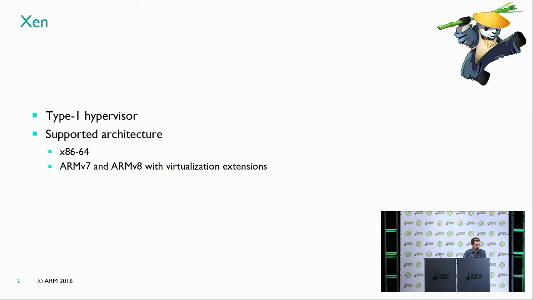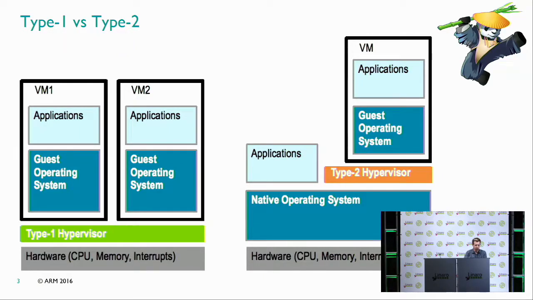So Xen is a type 1 hypervisor, which means it's running directly on top of the hardware. We support different architectures such as x86 on 64-bit, and ARMv7 and ARMv8 when virtualization is enabled. So what is a type 1 hypervisor? There are mostly two types of hypervisor, type 1 and type 2.